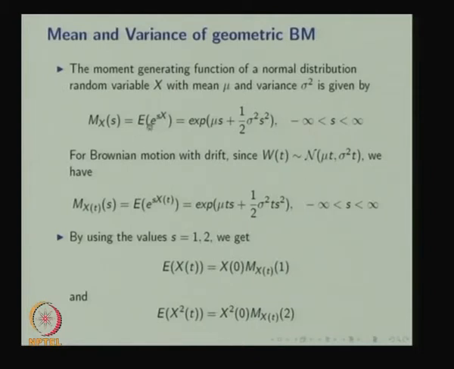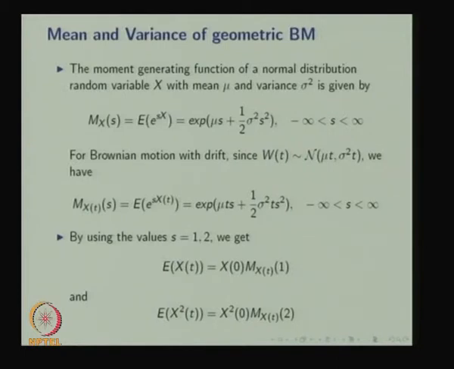You can do this calculation separately, but here I am just using the result of the moment generating function of the normal distribution. That is the same as exponential of mu times s plus one half sigma squared s squared, where s can take values from minus infinity to infinity.